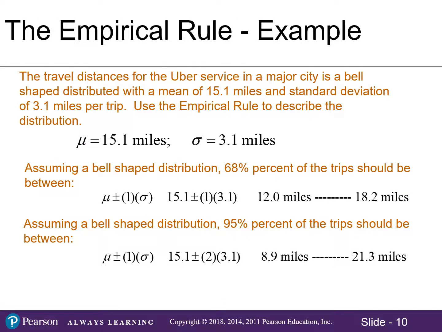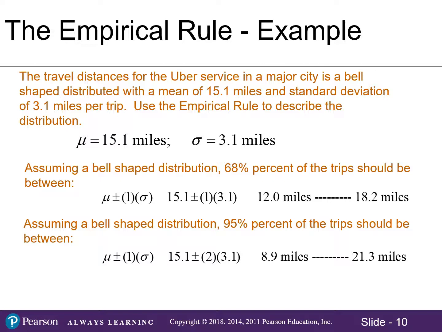Alrighty, so suppose you wanted to use the empirical rule to do some quick calculating. If you're looking at travel distances for an Uber service in a major city, it has a relatively bell-shaped distribution with a mean of 15.1 miles and a standard deviation of 3.1 miles per trip. So we want to use the empirical rule to estimate what the possible distances might be using probability.